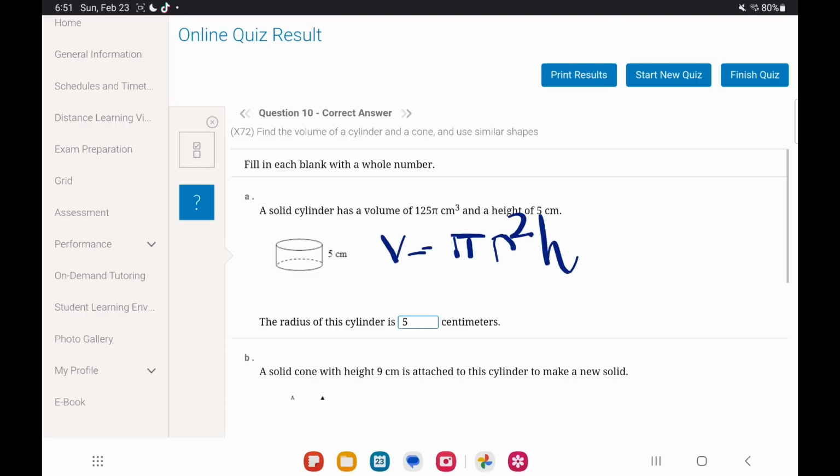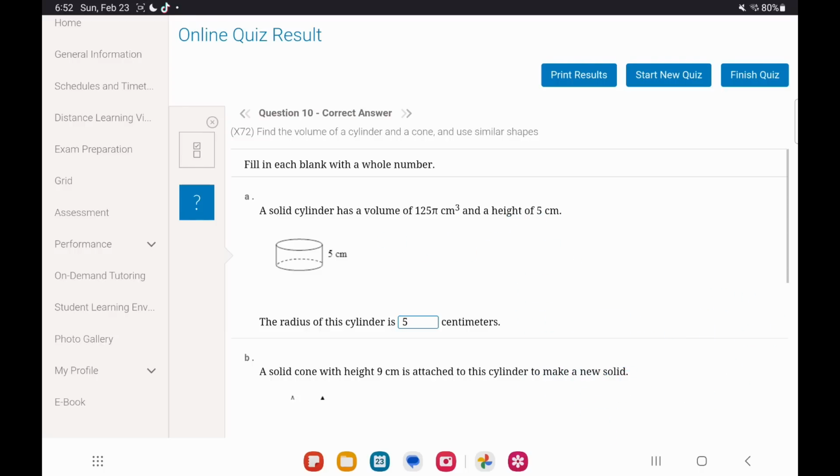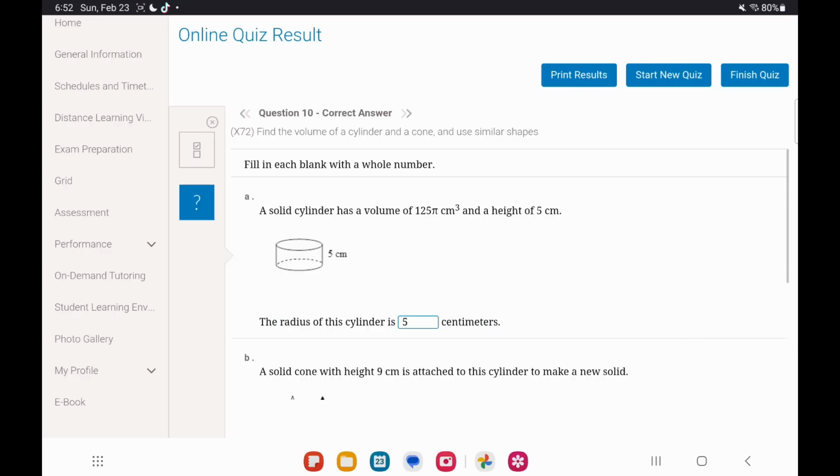So here let's just fill in the things we have. So we have 125 pi equals pi, we don't know what r is, so we just keep it as r squared, and then the height is 5. So we divide 125 pi by 5 pi to get r squared. So r squared is 25. So r is radical 25, and radical 25 is 5, and that is your answer, okay?